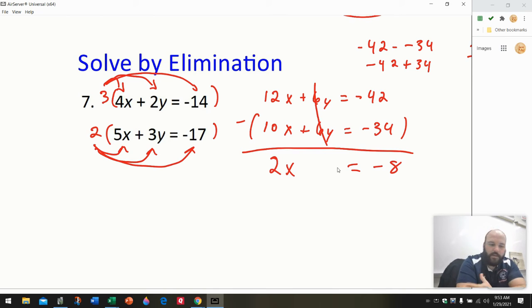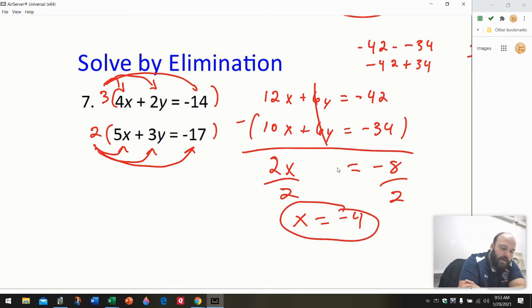So now to solve this, we're going to divide both sides by 2. And we get x equals negative 4. And there is my first value.